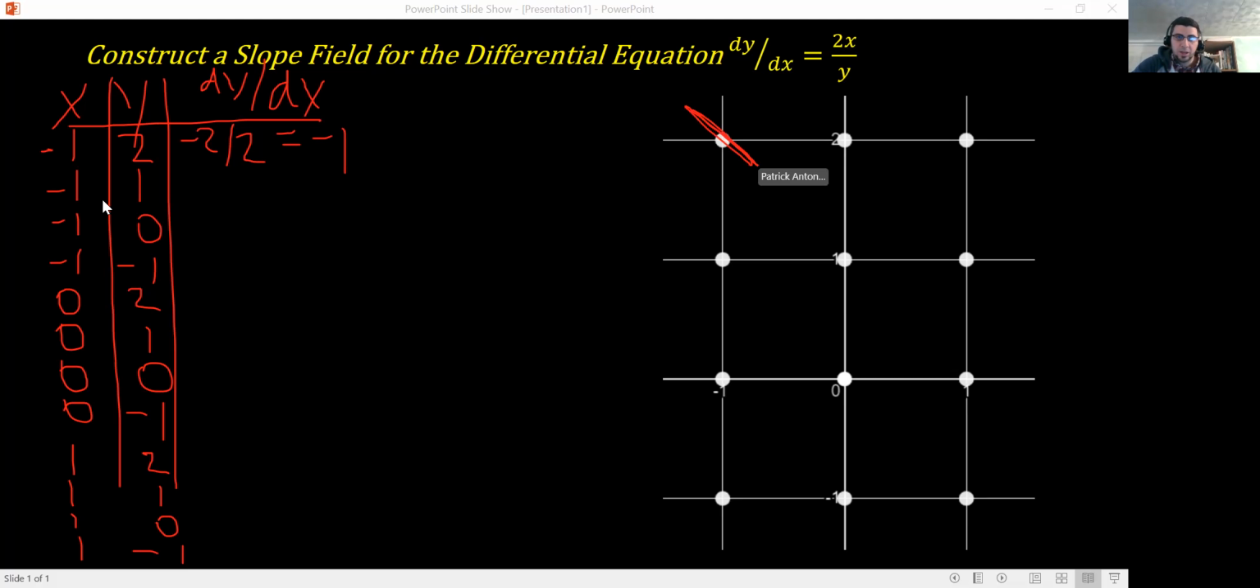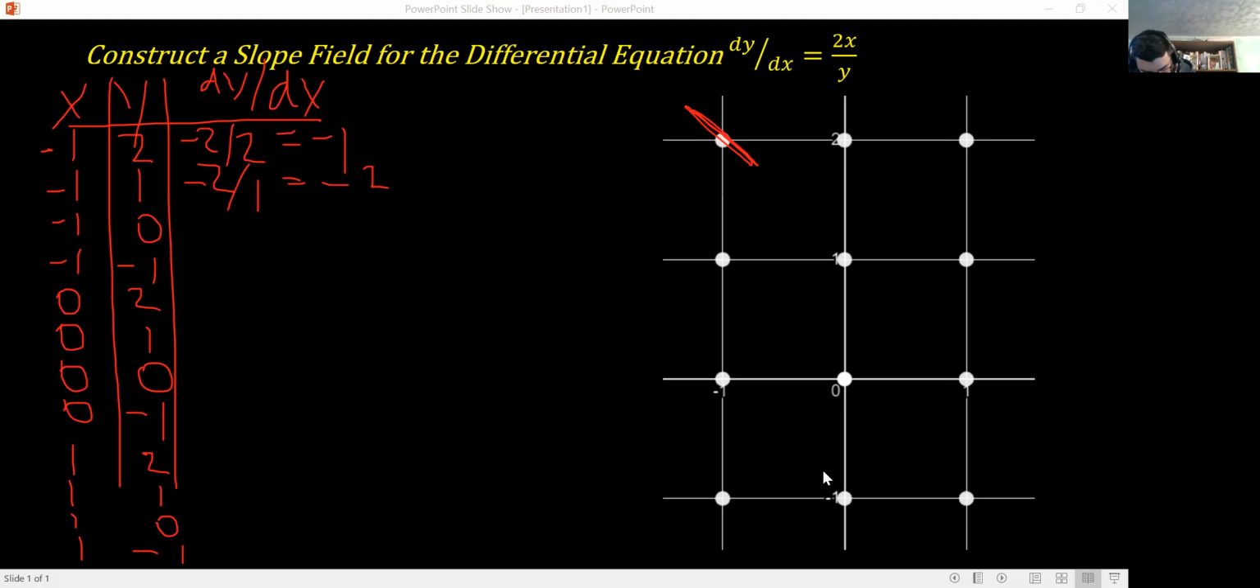Then at the next point, x is -1. So you'd have -2 over the y value, which is 1. So your slope there would be -2. So the slope at this point is going to be negative, but it should be steeper than this point since the slope is -2. And so you can go down 2 over 1 and kind of imagine what the slope would look like there.